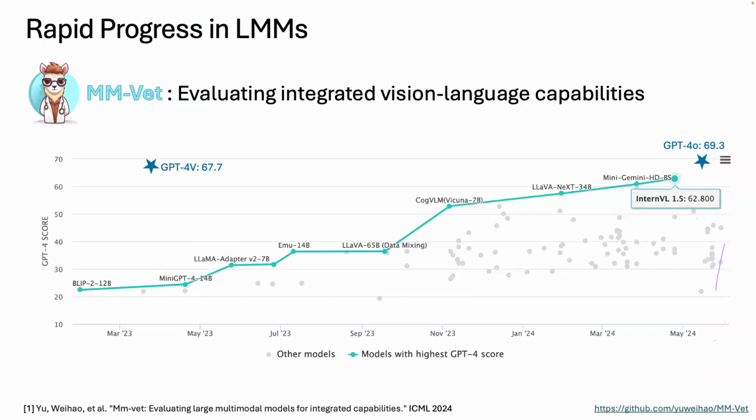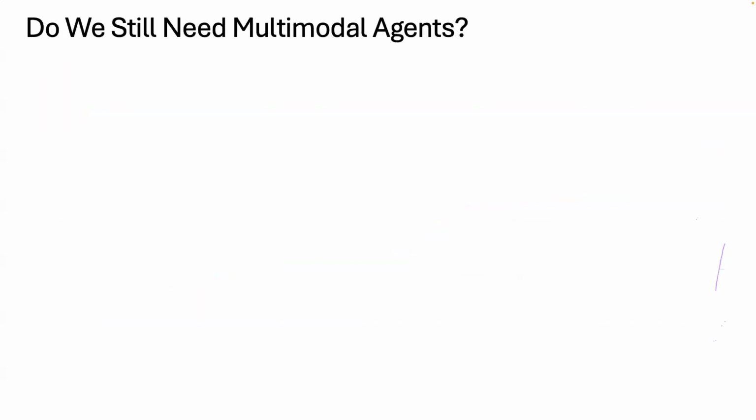But since then, we have also seen rapid progress in large multimodal models. Take the MM-Vet benchmark as an example. We see the open source model improve from 20-ish to 62.8, getting close to GPT-4V. In addition, we saw GPT-4o just a month ago, which is a natively multimodal model that can perceive and understand multiple modalities, including audio, visual, and language. So the question arises: now that we have much stronger large multimodal models, do we still need multimodal agents?